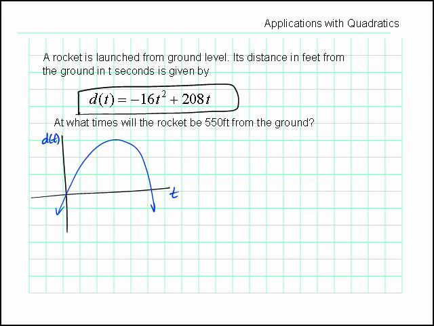We want to know at what times the rocket will be 550 feet from the ground. And so what I'm going to do, that's a d, that's a distance, d of t, is 550. So I'm going to plug that in to the function here for d of t. 550 equals negative 16t squared plus 208t. And if I solve this equation for t, then I'm going to get the time at which the rocket was 550 feet.